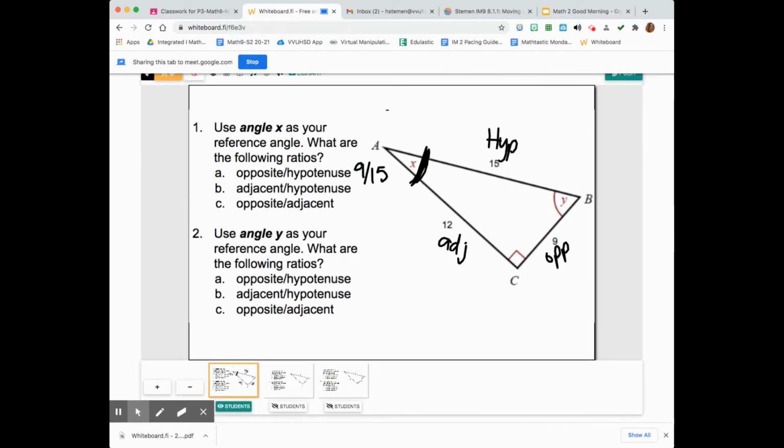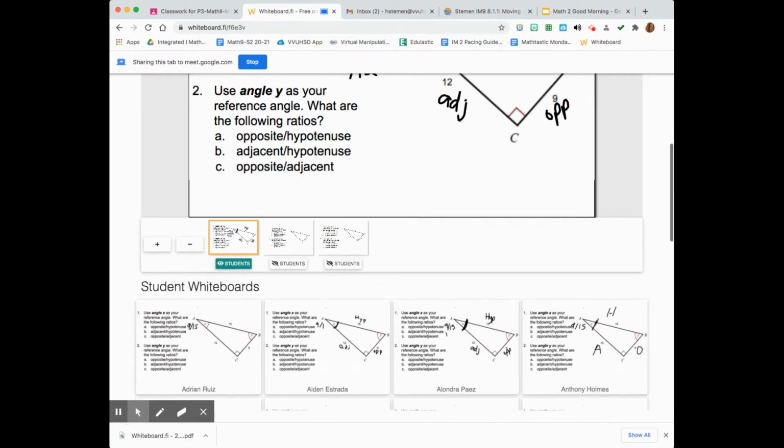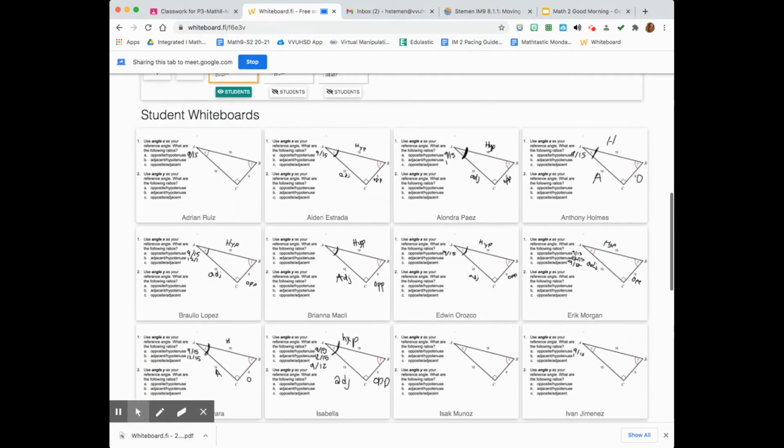Then 1B, adjacent over hypotenuse. So the adjacent side is 12, so I'll put 12 over 15 for 1B. Then 1C is opposite over adjacent. My opposite is the 9. My adjacent is the 12. So I'm going to put 9 over 12. So you have 3 fractions. Today we're doing fractions.